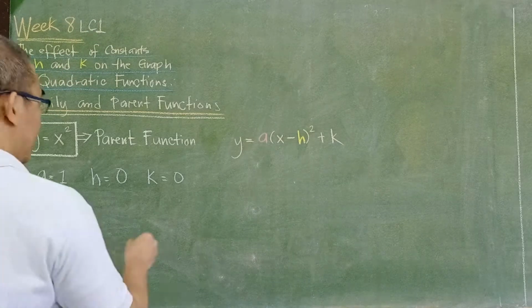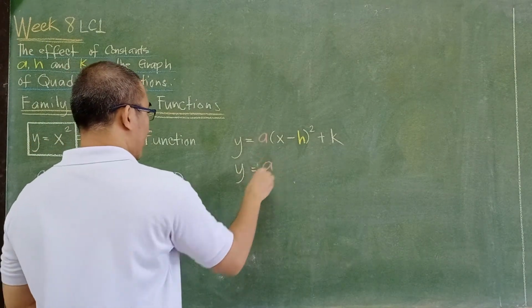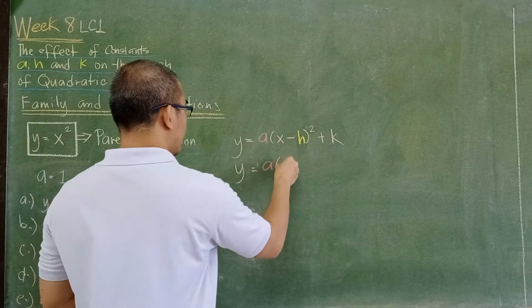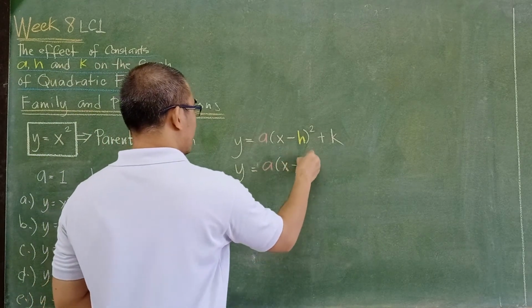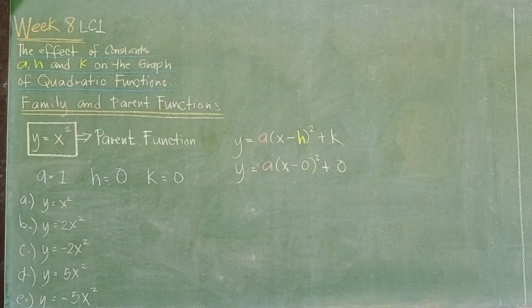So, you have y is equal to a(x - 0) squared plus 0. So, yung h and k natin would still be 0. So, therefore, yung vertex natin is nasa origin. And then, yung binabago muna natin na value will be yung a. Doon natin makikita kung ano nangyayari kapag tinataasan natin yung value ng a or binababaan natin.